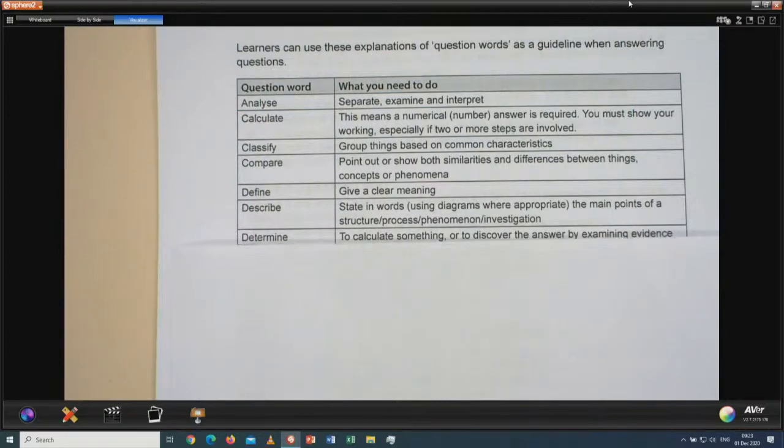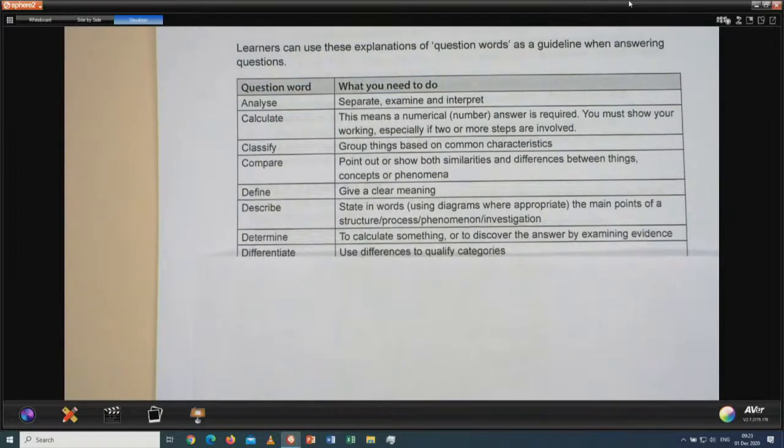Go to the next one, determine. To calculate something or to discover the answer by examining evidence. Differentiate. Use differences to qualify categories. You use what? The differences. You differentiate between two concepts.